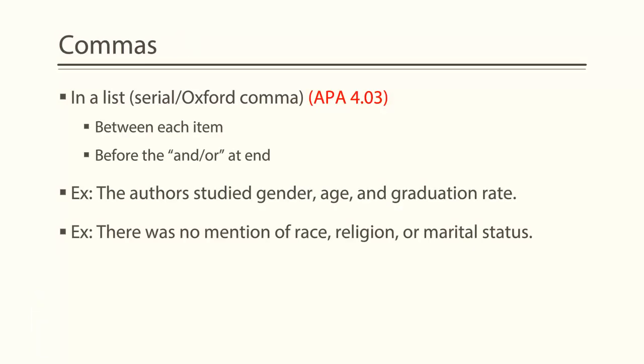When you list more than two things, you use commas to separate them. APA specifies there should also be a comma before the and or at the end, although many styles do not require this comma. This last comma is called a serial comma or the Oxford comma. The first example shows the comma before the word and, and the second example shows the comma before the word or. These last commas are required by APA.